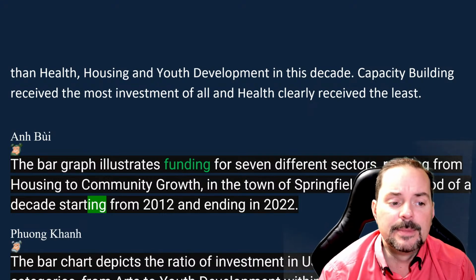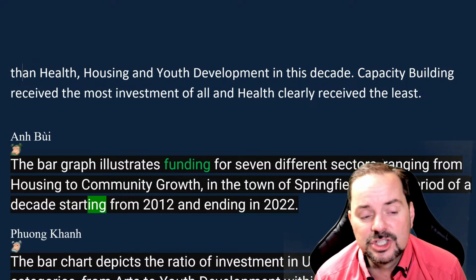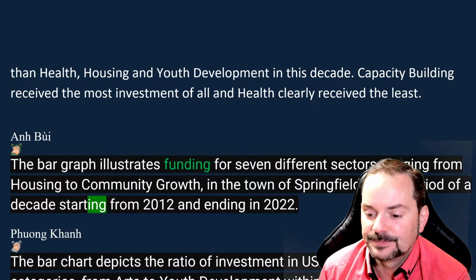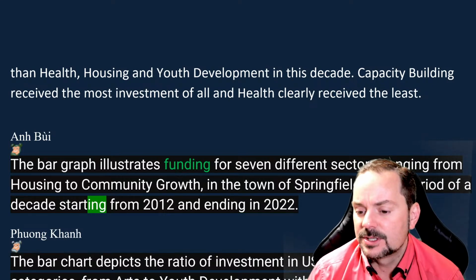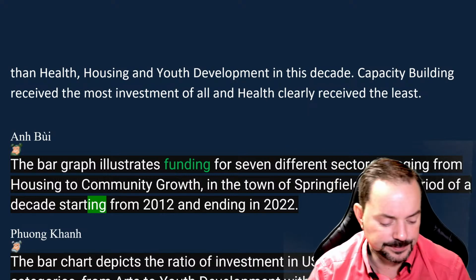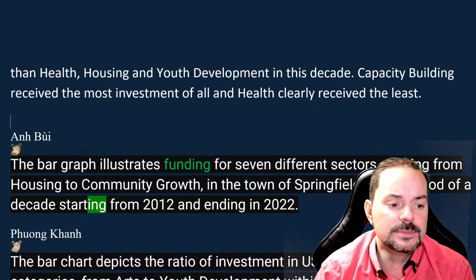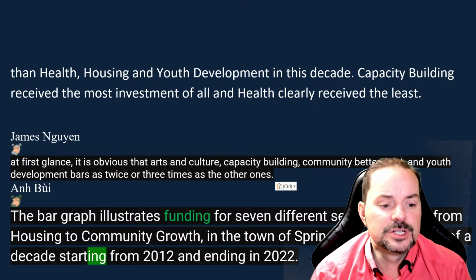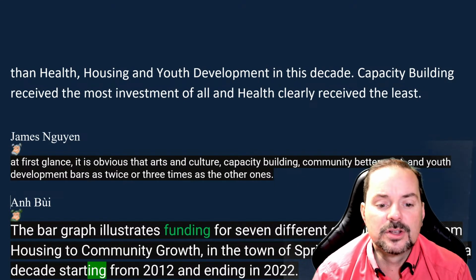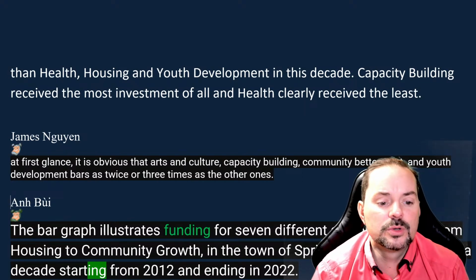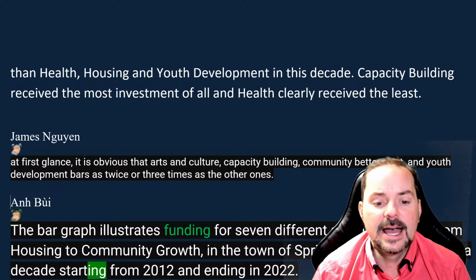Okay, good. Now make sure when you write than, always use the comparative for this. So THAN, not THEN. Okay, that's a common mistake. All right. James Nguyen, nice to have you come on board here. So James, for this one, says, at first glance, it is obvious that arts and culture, capacity building, community betterment, and youth development bars are 2 or 3 times as the other ones.